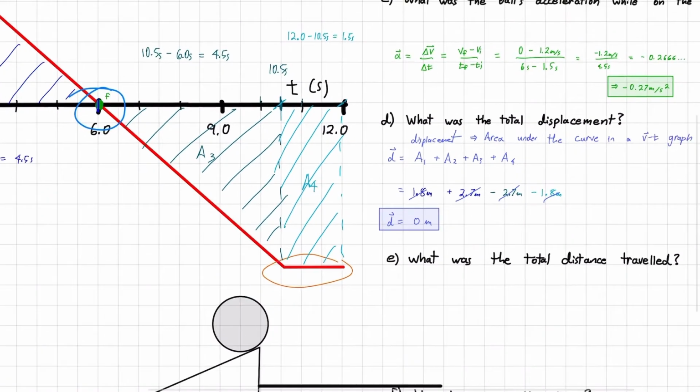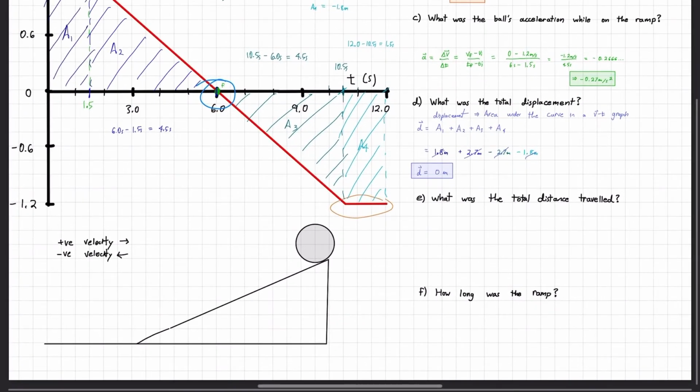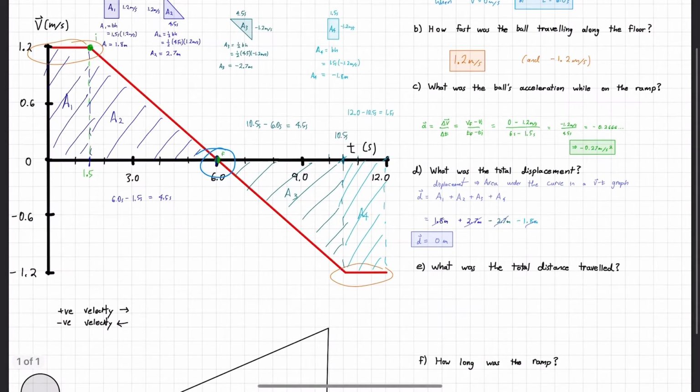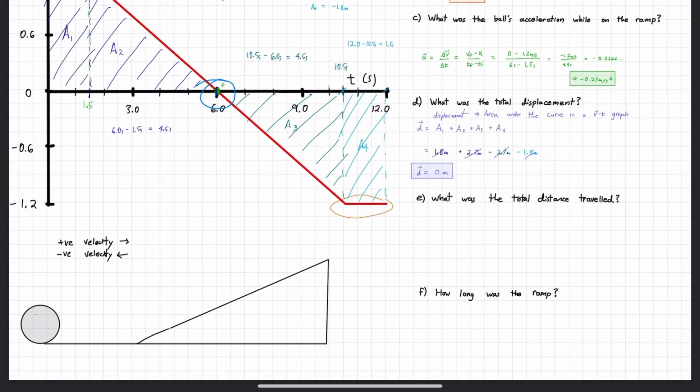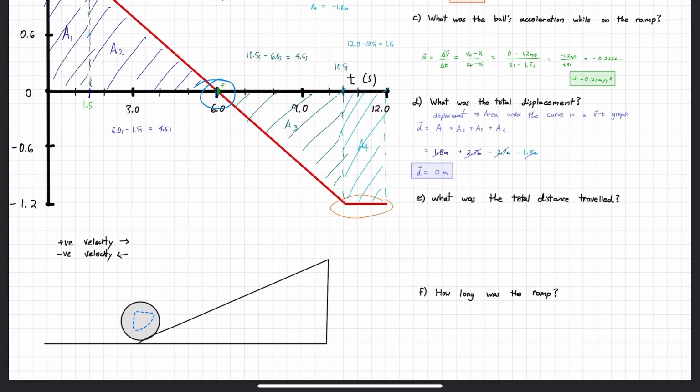But does that make sense? Well, let's think about it. Going back to our ball down here. At time 0, we have our ball in its position at the base here. As time passes, our ball rolls up the ramp, slows down, and then speeds up down the ramp.